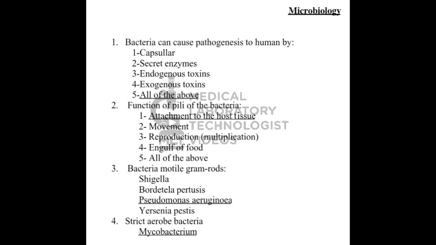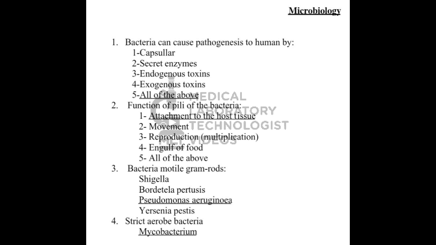Bacteria can cause pathogenesis in humans by which ways? Options are capsular, secreted enzymes, endogenous toxins, exogenous toxins, and all of the above. And the answer is all of the above. All the above options can cause pathogenesis in humans.